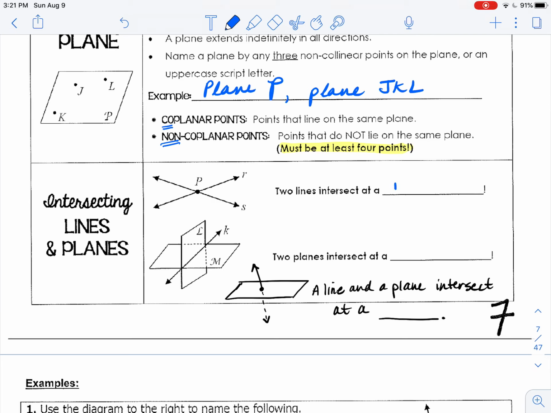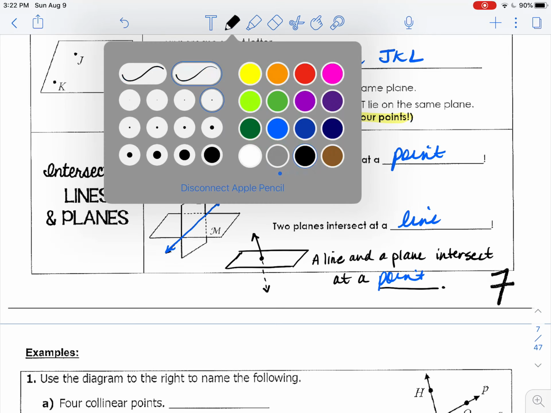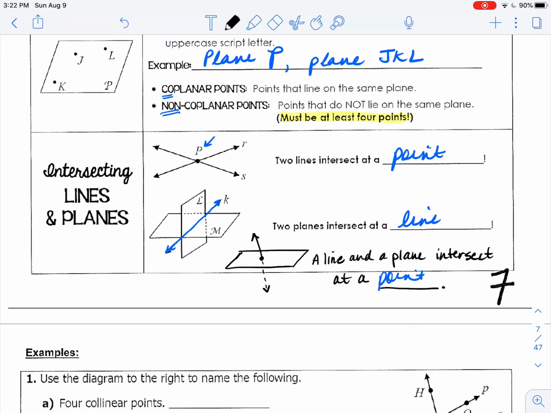2 lines intersect at a point. So in this example, we've got point P where lines R and S intersect. 2 planes intersect at a line. In this case, we've got line K at the intersection of plane L and plane M. A line and a plane always intersect at a point. And I guess I should have labeled this one. Let's call this point M.